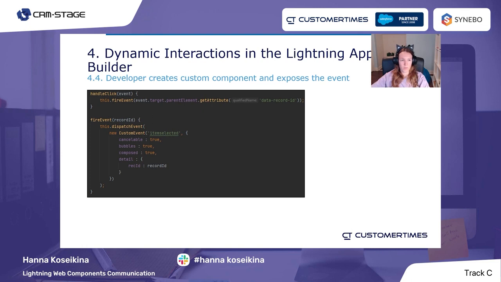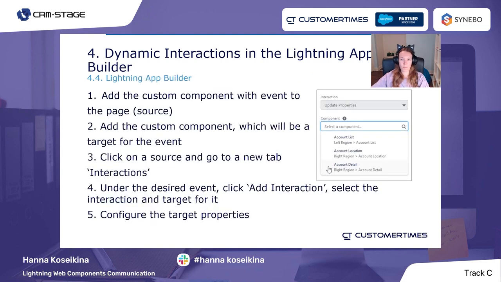So how do we do this? The developer creates a custom component and exposes the event. So I have handle click and I have fire event where I put some data, and bubbles and composed are set to true so that it crosses the DOM and it crosses the shadow. And then it comes to the admin.